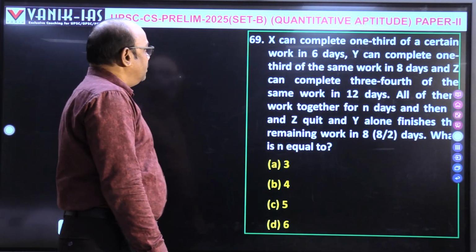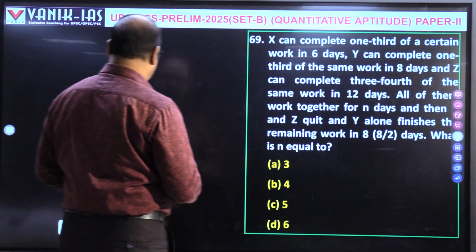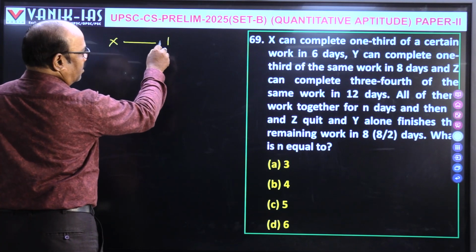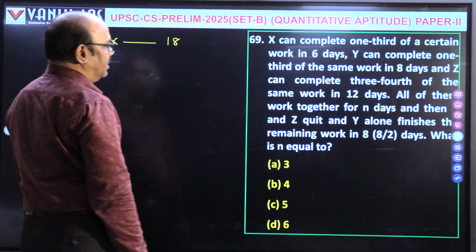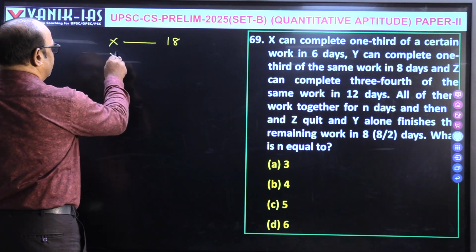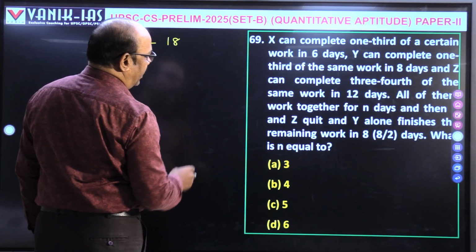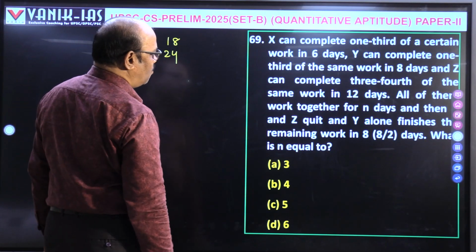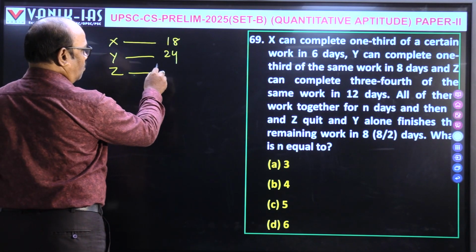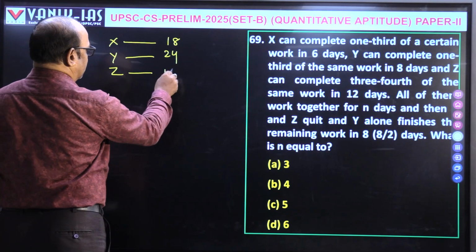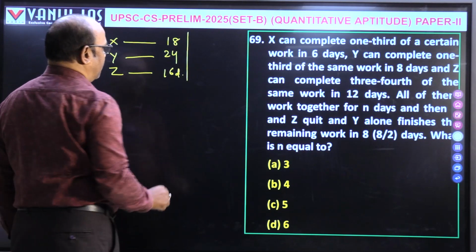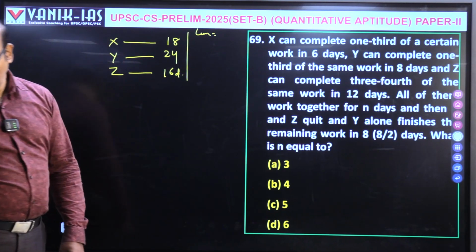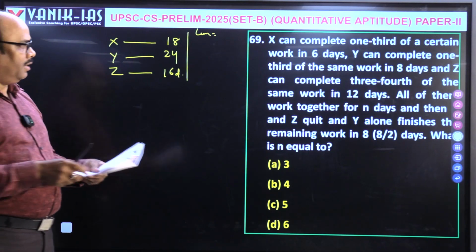X can complete 1/3 of a certain work in 6 days. If X can do 1/3 work in 6 days, the whole work can be completed in 18 days. Right. Y can complete 1/3 of the same work in 8 days, that means 24 days. And Z can complete 3/4 of the same work in 12 days, that means 12 into 4 by 3, 16 days. Take LCM. The LCM is 144, I think. Right, 144.